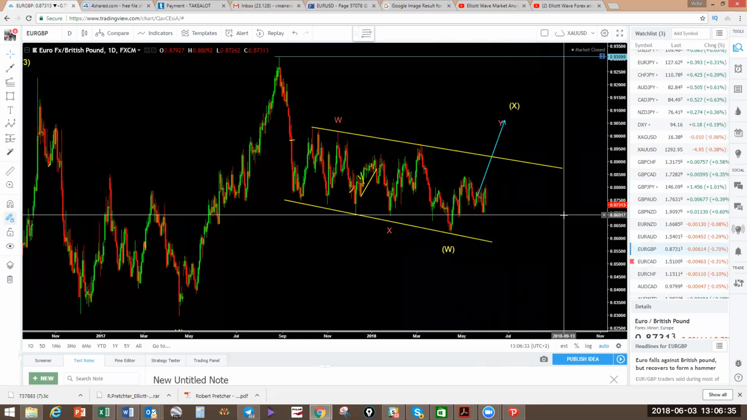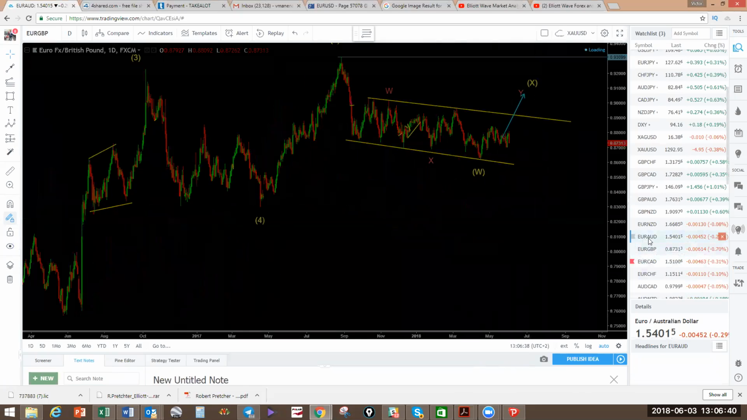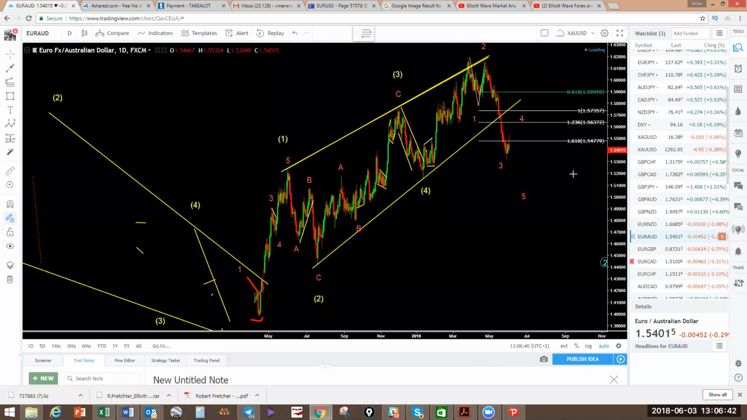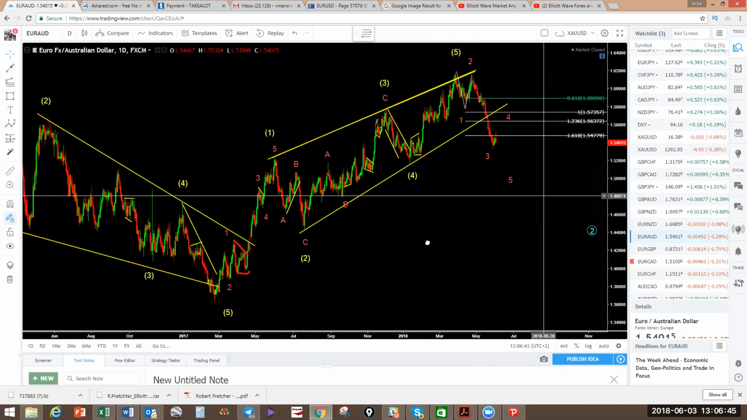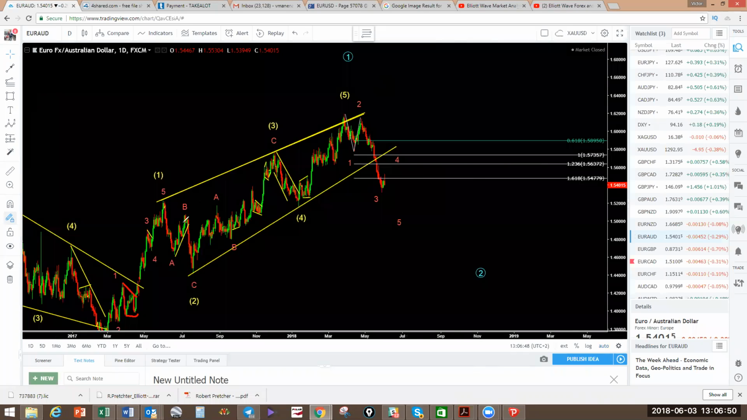That's Euro Pound, Euro Audi. Euro Audi has broken out of the diagonal. We're looking for this to make a 1, 2, 3, 4, 5. And after the 5, we'll be looking for it to give us a bounce in B for a further move to the downside. So we're just going to be looking for a structure like this. Now we're looking for a bounce in wave 4, corrective like that, to make the 5.